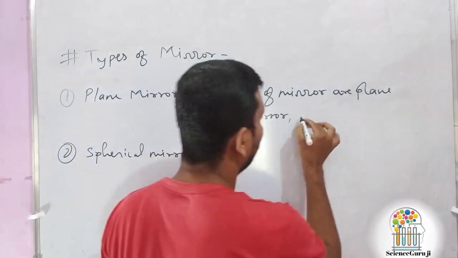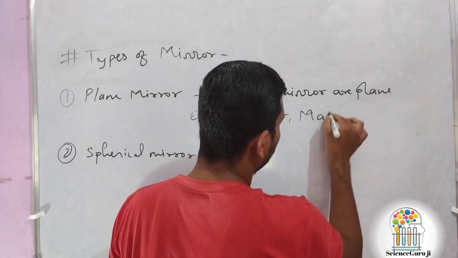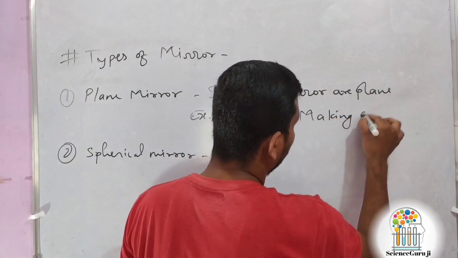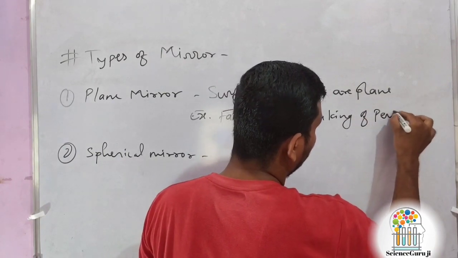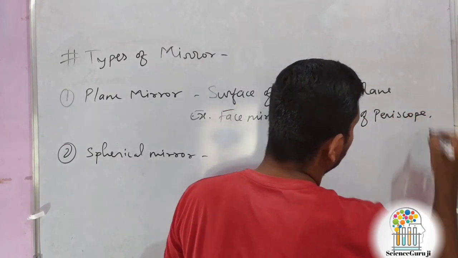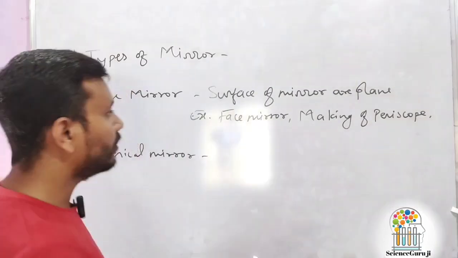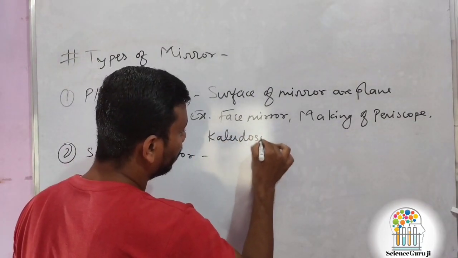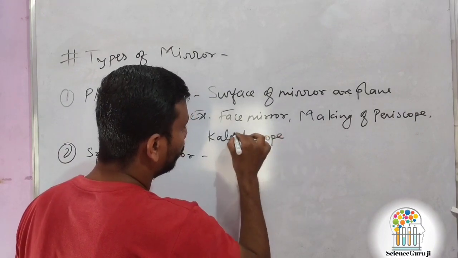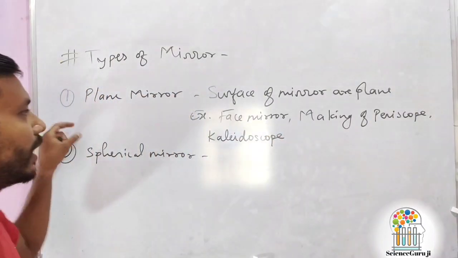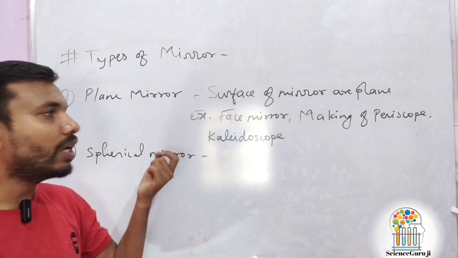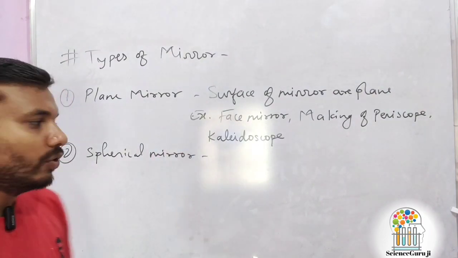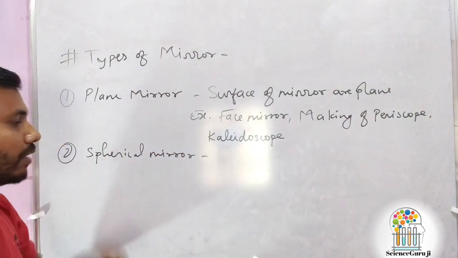The second use is the making of a periscope. You might have heard of this in class 8, and also the kaleidoscope. So these are the uses of the plane mirror. Plane mirrors are those mirrors whose surface is plane. Next one is our spherical mirror.